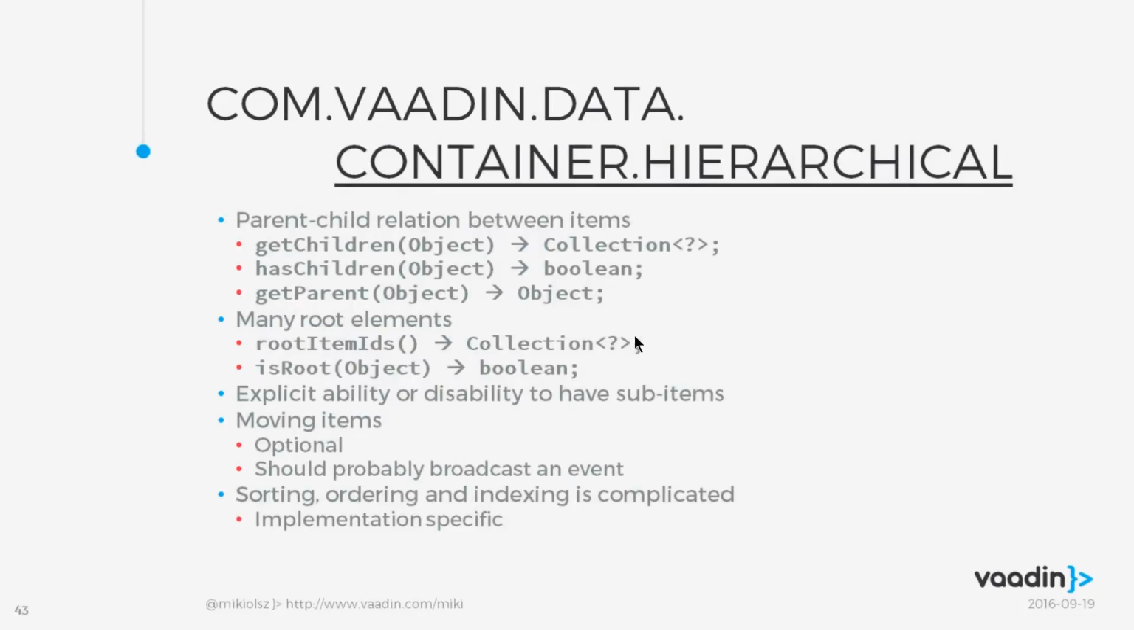And if you ever need more, then you can implement hierarchical container, which gives you parent-child relationship between the items. It's very similar to a typical tree structure, with the exception that you can have many root elements. Here on the last bullet point, it says that sorting, ordering, and indexing is complicated, and it is because it's kind of hard to define an order for a tree-like structure.